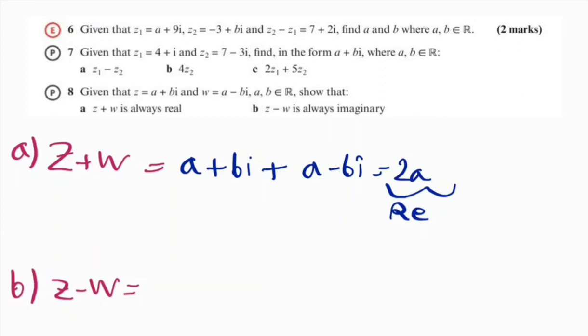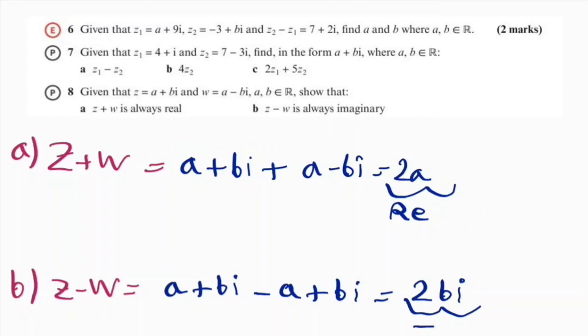Now for z minus w, which is part b, we should show that it is always imaginary. Again, z is a plus bi, this time minus w, which is minus a plus bi. So a minus a is 0, bi plus bi is 2bi, and bi is always imaginary, and 2bi is also imaginary. So this is always imaginary, and we have shown both of these.